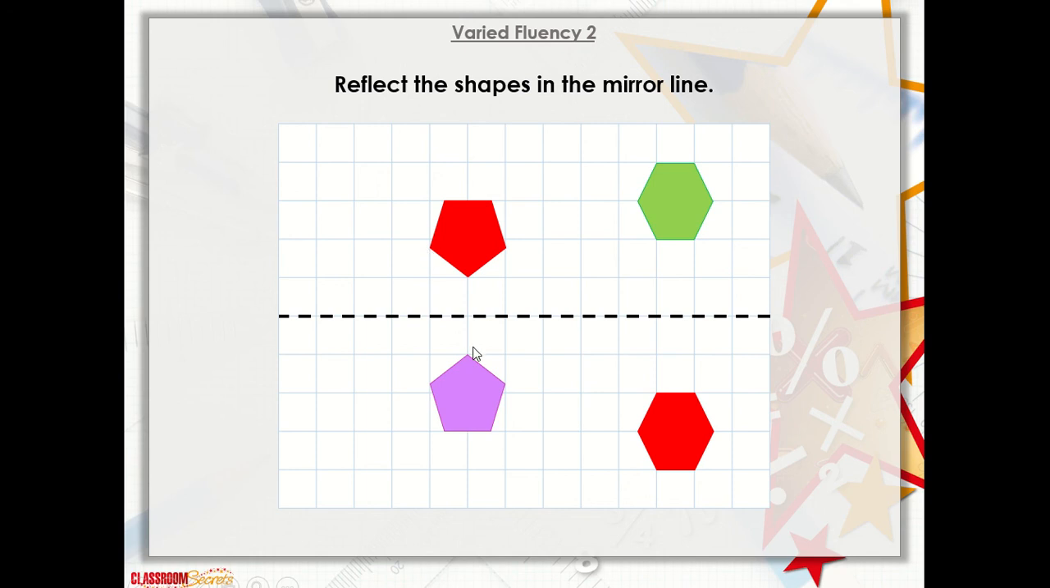Okay, plot all the points, do every single point on the original shape, count how many away from the mirror line it is, and then count the same in the opposite direction. Join them up neatly, and then you have your reflection.